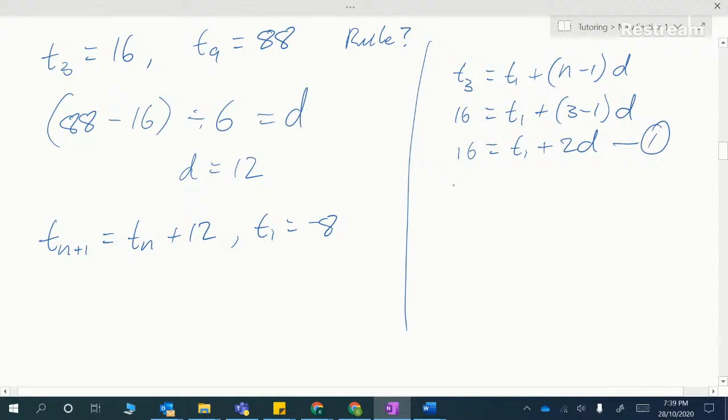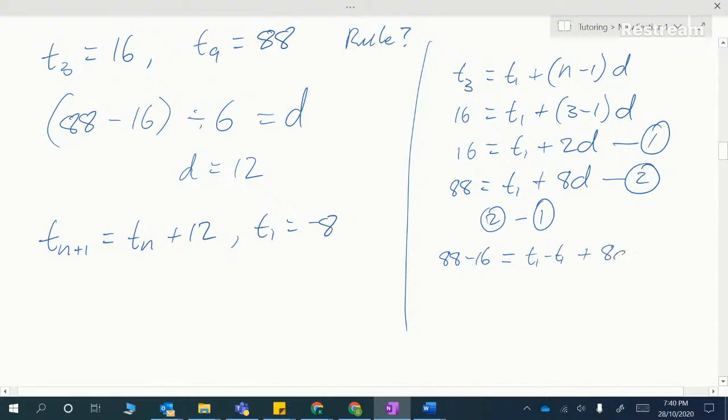And then your other equation would be 88 equals T1 plus 8D, using the same kind of working out. And then you could do equation 2 take away equation 1. So that would be 88 minus 16 equals T1 minus T1 plus 8D minus 2D, like that.